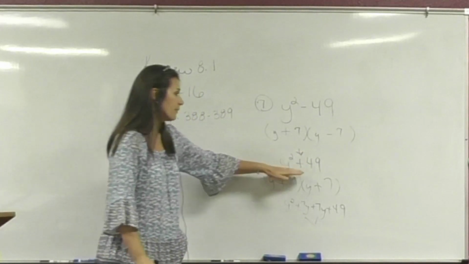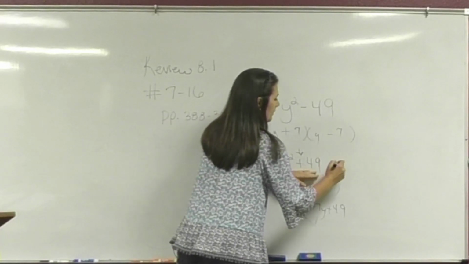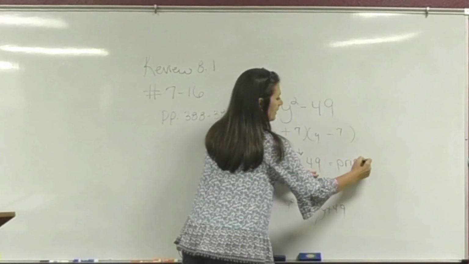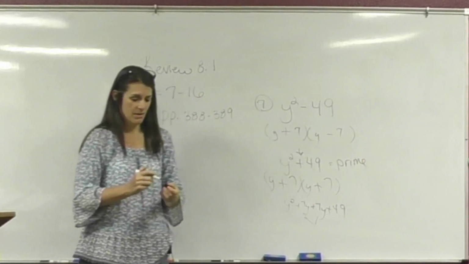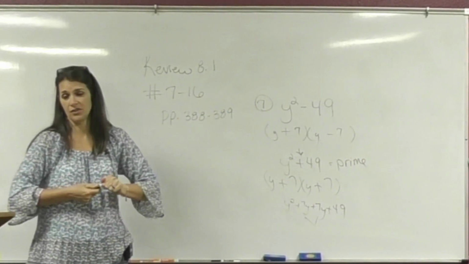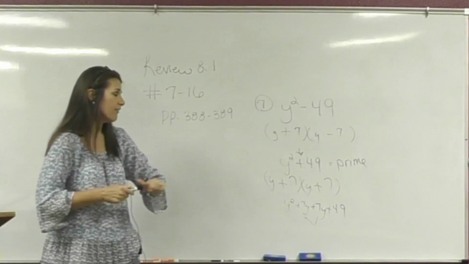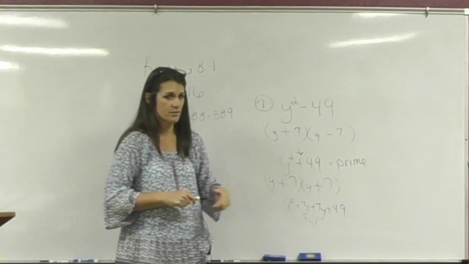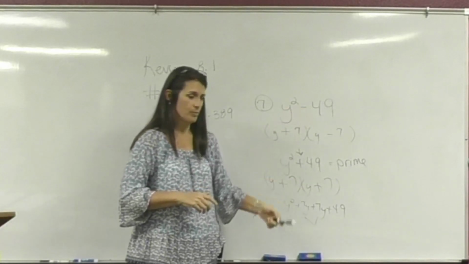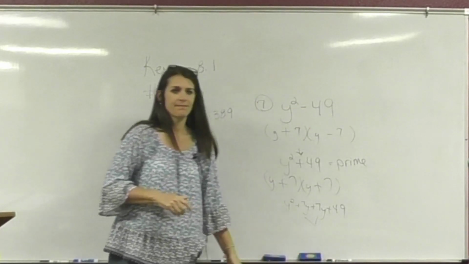So a situation like this would be prime. It is factored as much as it can be. Like, there's nothing you can do to it, okay? You cannot factor the sum of two perfect squares, only the difference of two perfect squares. Okay?